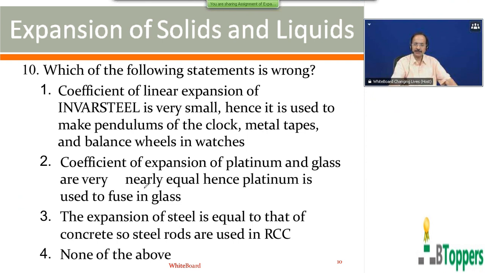Coefficient of expansion of platinum and glass are very nearly equal, hence platinum is used to fuse wires in glass. That is also true. The value of alpha for platinum is almost the same as the value of alpha for glass. Therefore, in the preparation of glass rods, a thin wire of platinum is fused into the glass so that the glass rod does not break due to uneven expansion inside and outside, because the wire fused into the glass has the same coefficient of expansion as that of glass. So the second statement is also true.